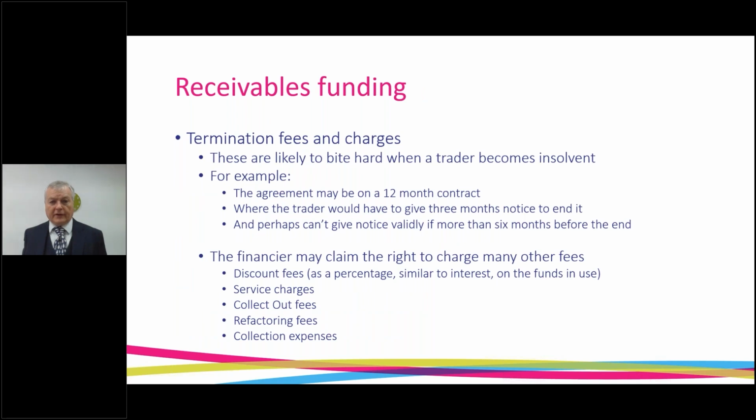Final thing to look at is termination fees and charges, and you will notice these if you're dealing with an invoicing arrangement or a factoring agreement. You might think that there's a positive balance in it when the directors first come in to talk to you about it. That positive balance will be a lot smaller by the time all of the fees and charges have been taken out of it. For example, there's likely to be termination charges.